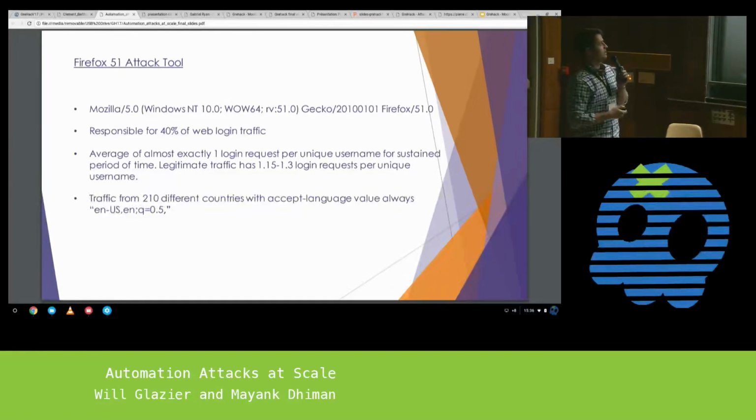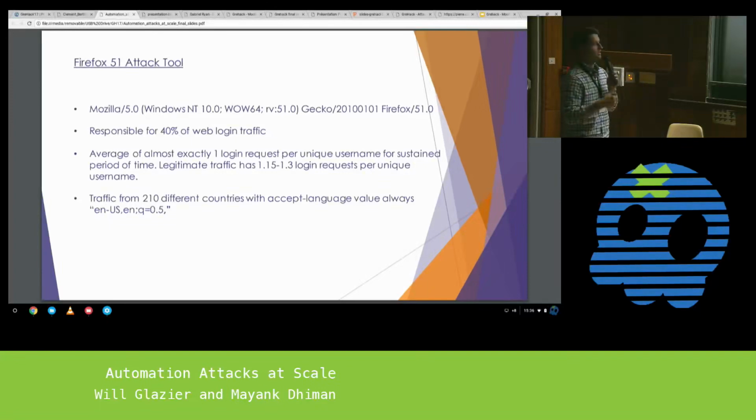But think about it: if legitimate traffic were to have a ratio of one login request per username, that would mean that everyone in this room would go to whatever site, our bank, and check our balance after payday, and all of us logged in successfully the first time right away, no typos, nothing. And then those of us that did make a typo or forgot our password just gave up and went away. That's very unlikely to happen.